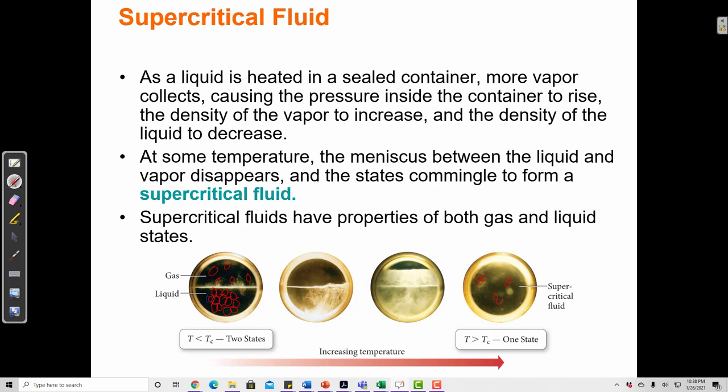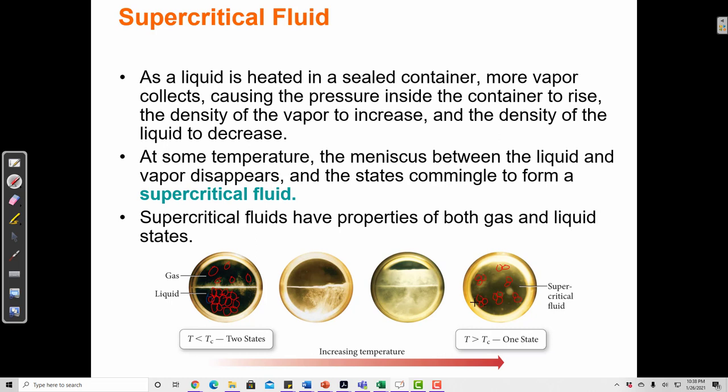Most of the particles are all kind of broken apart, but they're not broken apart one at a time. So a gas is where every particle is like a billiard ball, and they all bounce off of each other, and none of them have any stickiness whatsoever. In a liquid, they're all stuck together. In a supercritical fluid, they travel around.